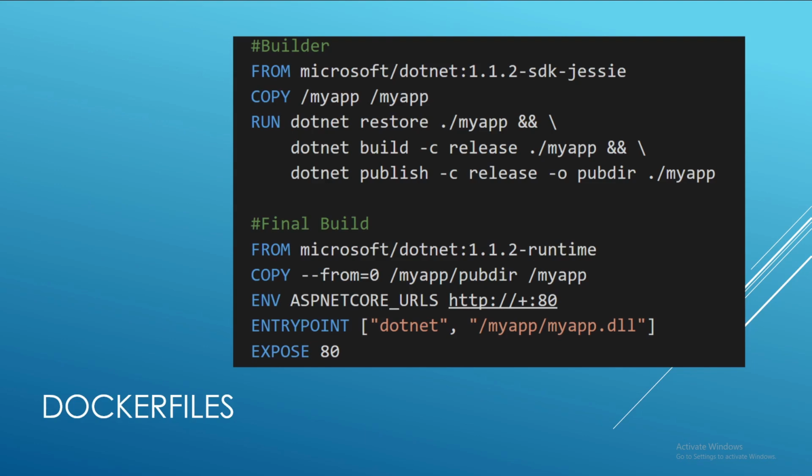We continue on. Once that's done, it starts a brand new container, and it's going to take the runtime container. It's going to copy in the information. You see it says from 0, which is that original builder image. It's copying the published directory there, the pubdir, and putting it into the my app in this new container. It's setting an environment variable for ASP.NET Core URLs, and it's setting the entry point. And the entry point is essentially the application or process that's going to run when this container starts. So it's using the .NET within this container baseline, and it's going to execute that myapp.dll.